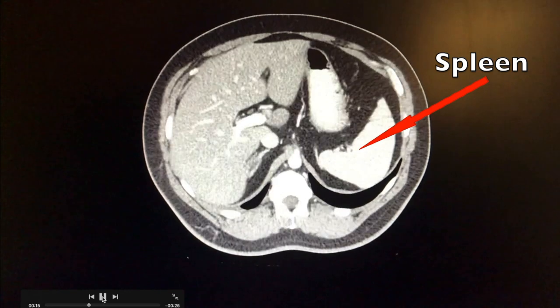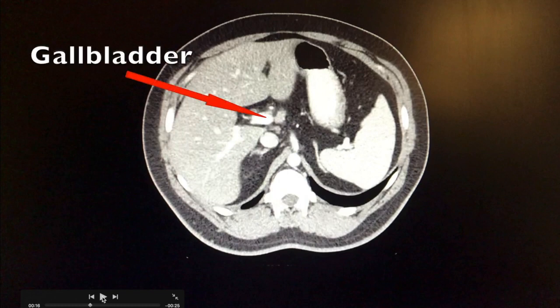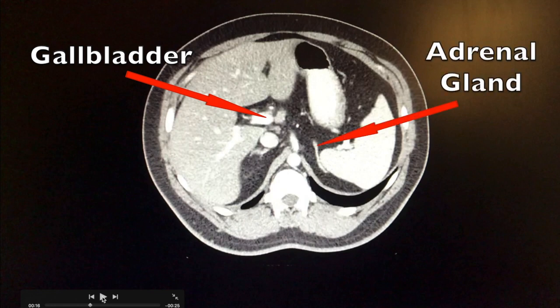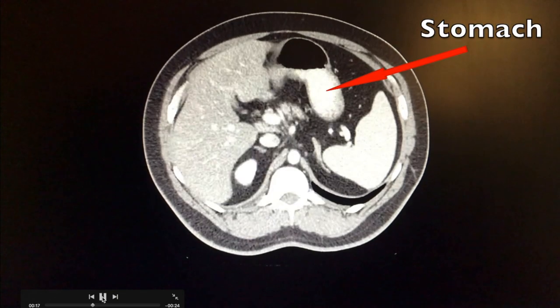We begin to scroll down a little further, and a few other things come into view. Here on the left hand side we see the gallbladder. It's kind of surrounded by the liver and protected. Then over on the right hand side, this little small object is the adrenal gland, and here up top is the stomach.